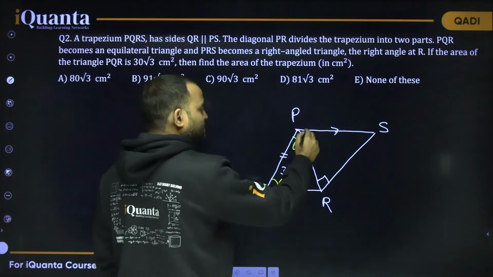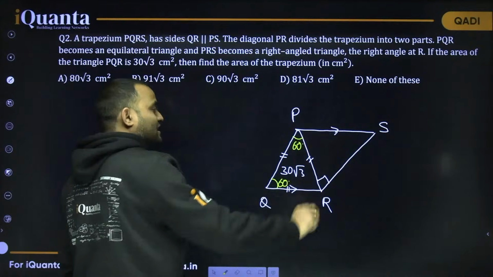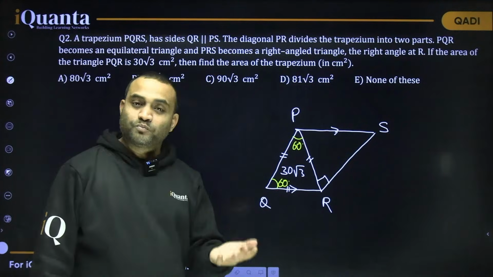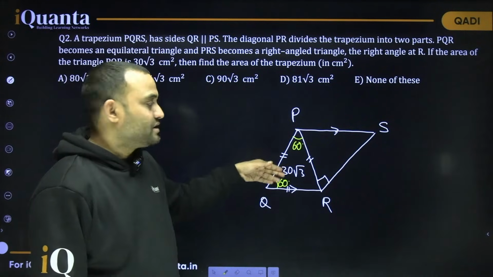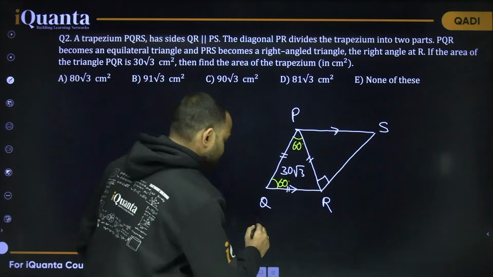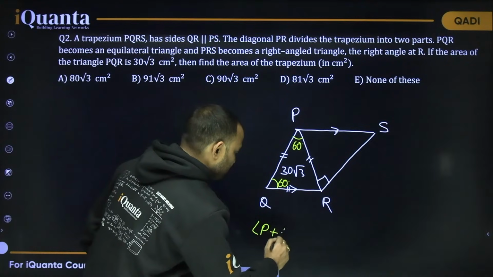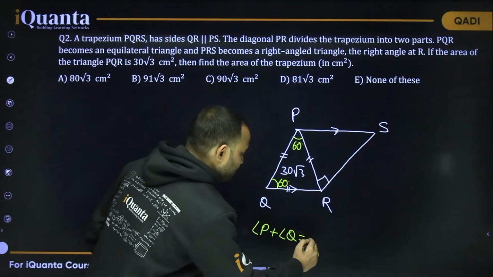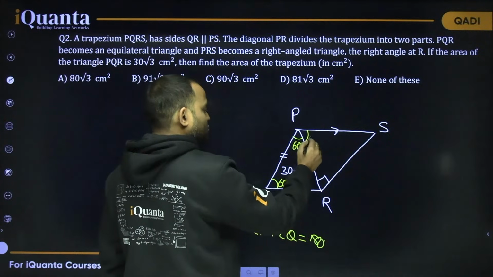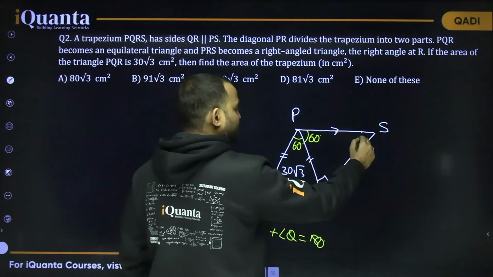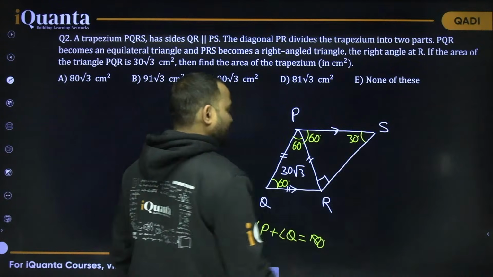And as these two lines are parallel, QR is parallel to PS. Whenever you have two parallel lines, the adjacent angles are supplementary. So sum of angle P, whole angle P plus angle Q should be equal to 180 degree. So this is 60, this is 60, this must also be 60. So this becomes a 30, 60, 90 degree triangle, correct?